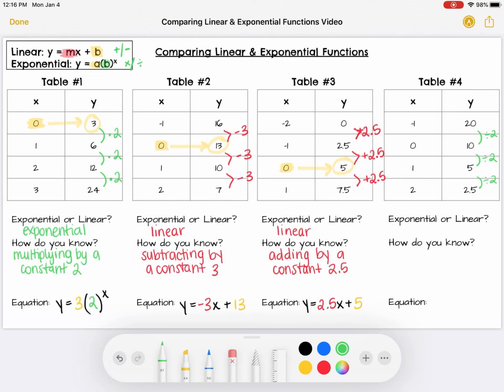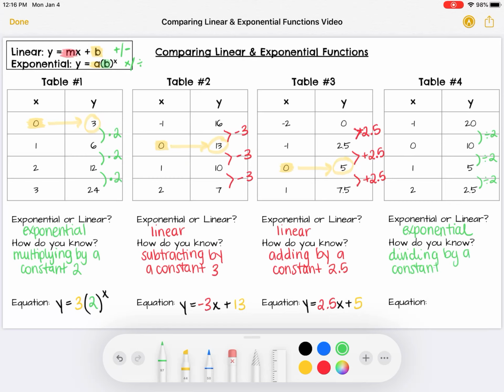Now, you might be a little confused because we always say linear is multiplying or dividing, and we're going to have to, well, actually, I'll explain this in 1 second. Let's write down what we know so far. What we know so far is it's dividing by 2 each time, which means it's exponential, because exponential is whenever we see that the y values are multiplying or dividing. How do we know? It's dividing by a constant 2. So that's what we know so far.